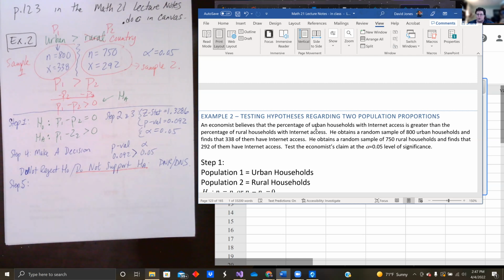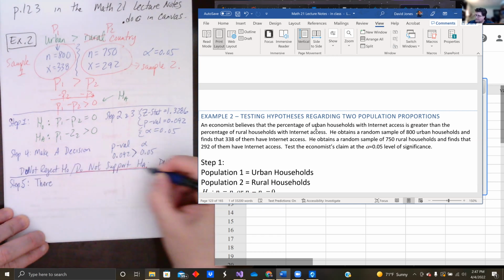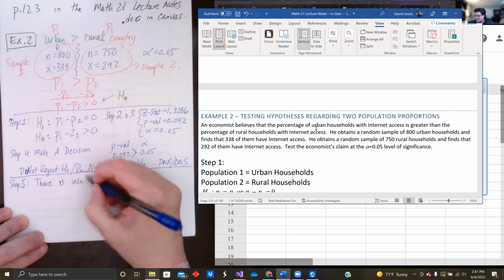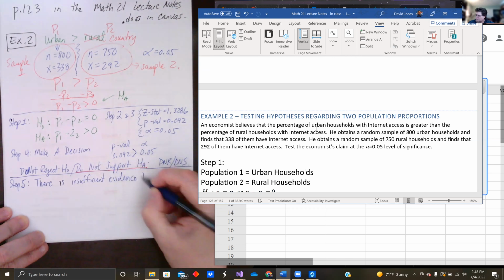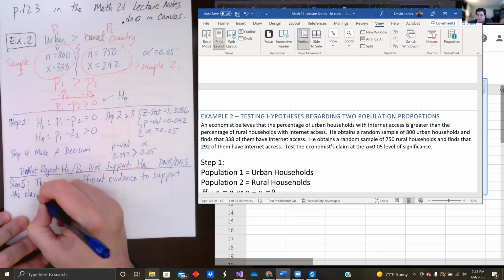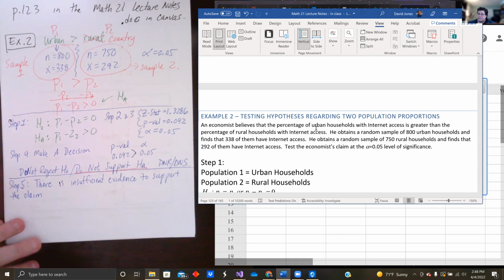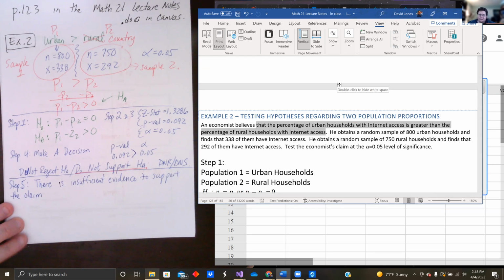So we don't have enough evidence to support it. There is insufficient evidence to support the claim. And if I don't want to reword it, guess what? As long as it makes sense when I write it out, I can copy what they have there. Well, I can't copy and paste it because I'm writing it, but I can fill it in.